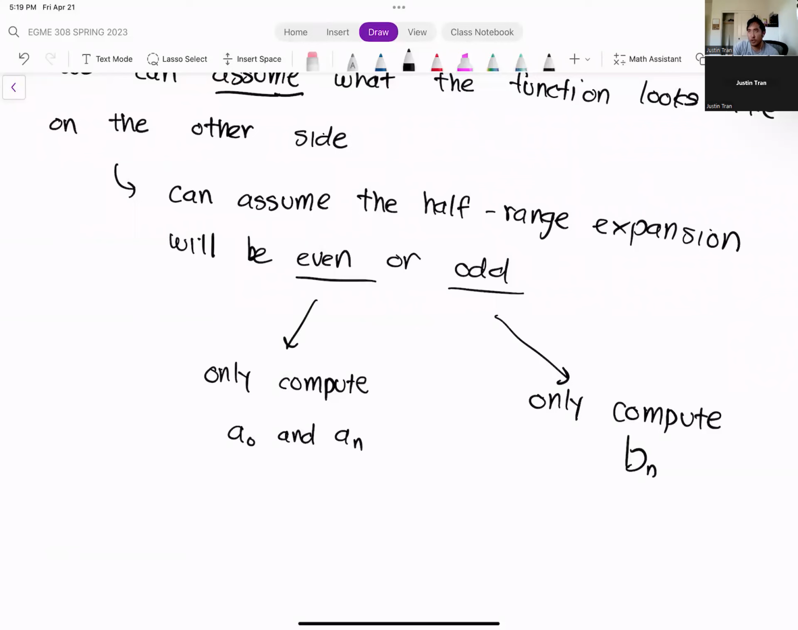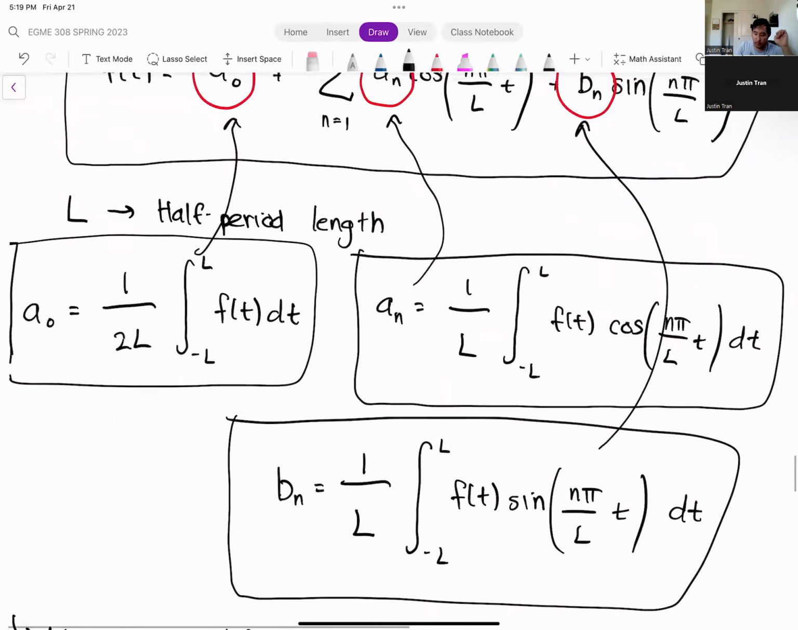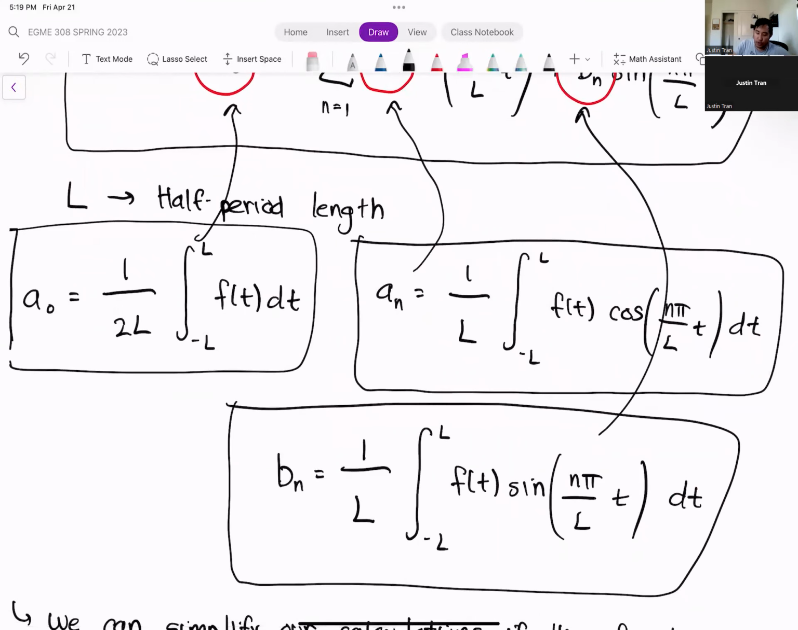And also, just be aware, check back in your notes again. I do want to move on to Fourier transforms just to keep this video under an hour. But the formulas for the half-range expansions are slightly different because we only integrate from 0 to L. Basically, you would take the same formulas that you had up here, and you would change the bottom integration limit to 0.